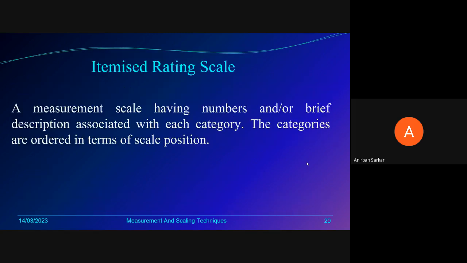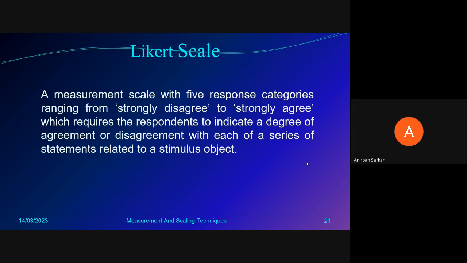Now come to the itemized rating scale. This is mostly used. When we talk about itemized rating scale, you are using item wise. So there are three types of itemized rating scale. One is Likert scale, which we mostly use, followed by semantic differential scale and staple scale. I will come one by one.